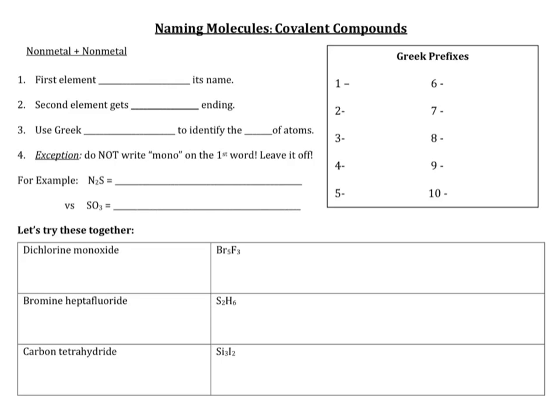And when naming them, you name the first element. The first element keeps its name. So, similar to ionic compounds, the first element will keep its name. The second element gets an "ide" ending. So these first two rules to naming covalent compounds are actually the same as ionic compounds. The only difference is that with covalent compounds you use Greek prefixes to identify the number of each atom.